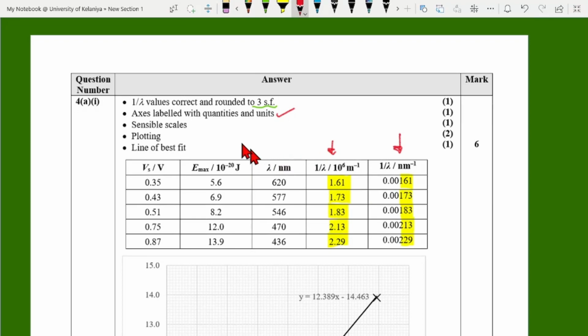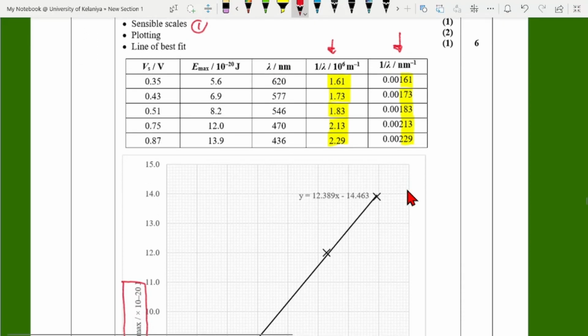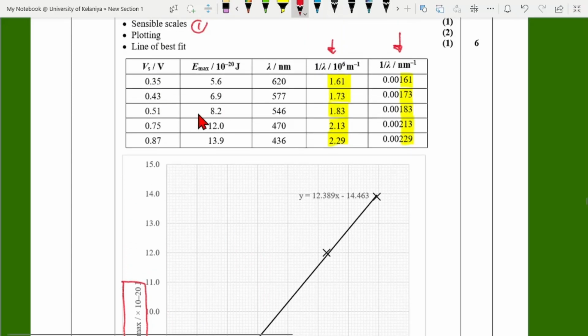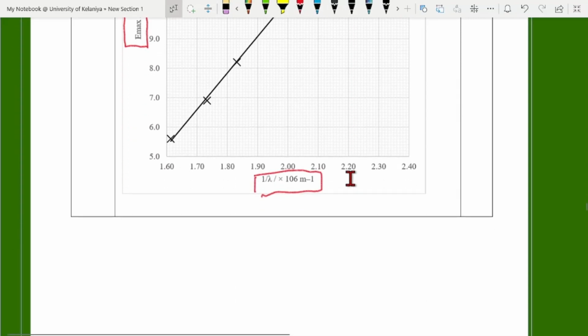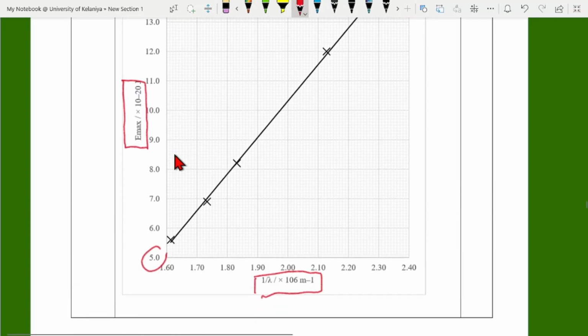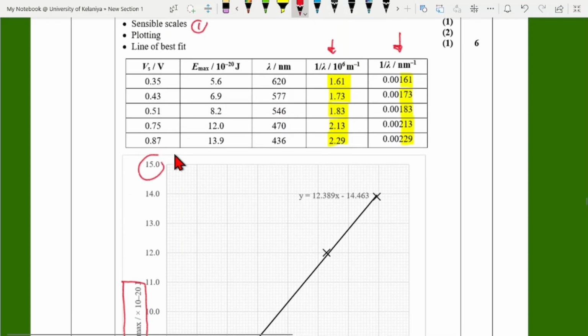And for the scales, you will get another 1 mark, and those scales should be sensible. Here you have to check your range. For Emax, it is starting from 5.6 and going to 13.9. What they have done here is 15 as the maximum value and 5 as the lowest value, so we can divide it into 6, 7 like that. Then we can place our points on that axis.